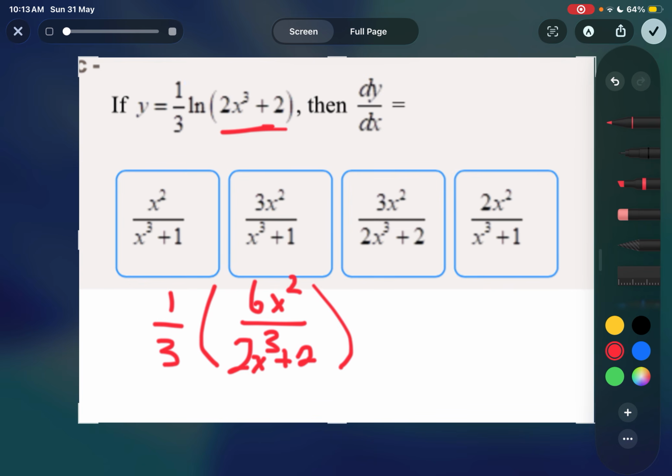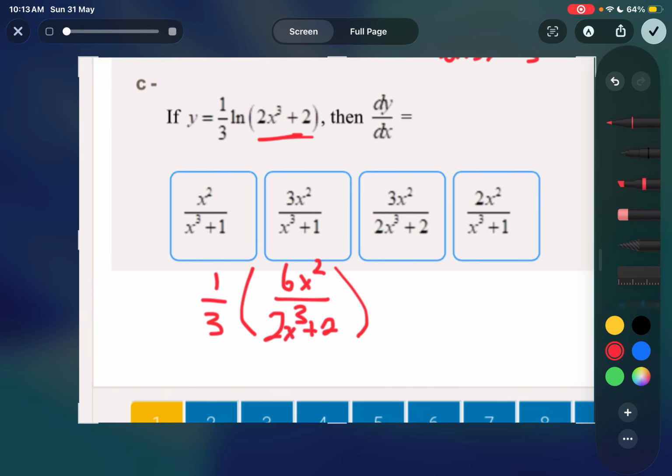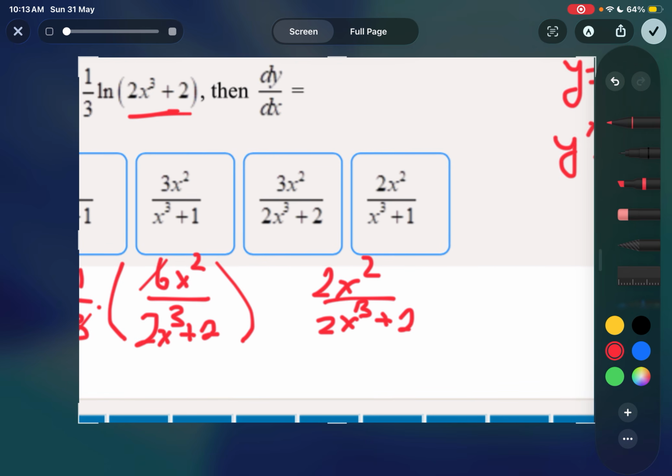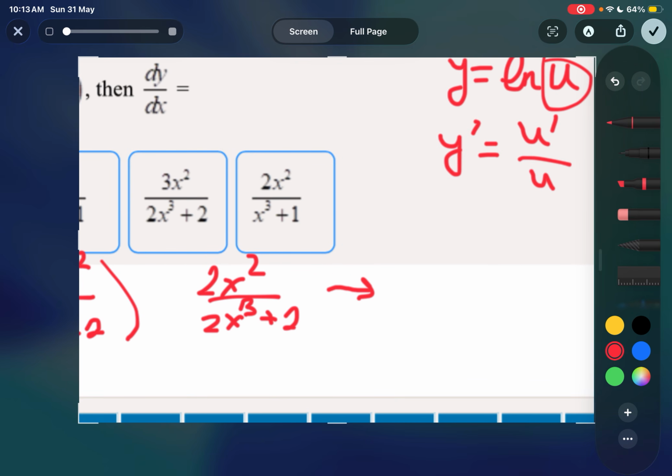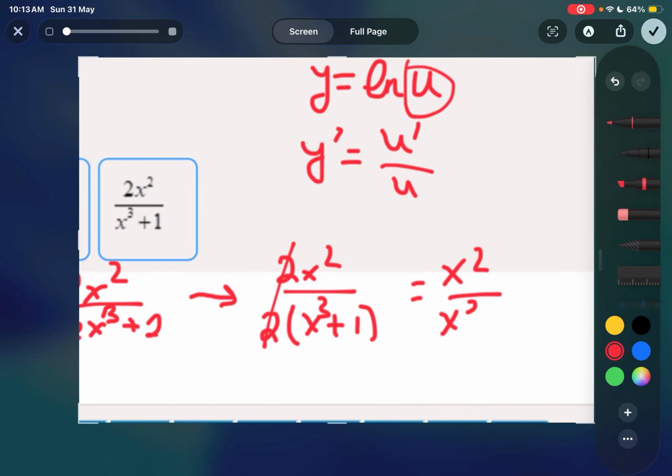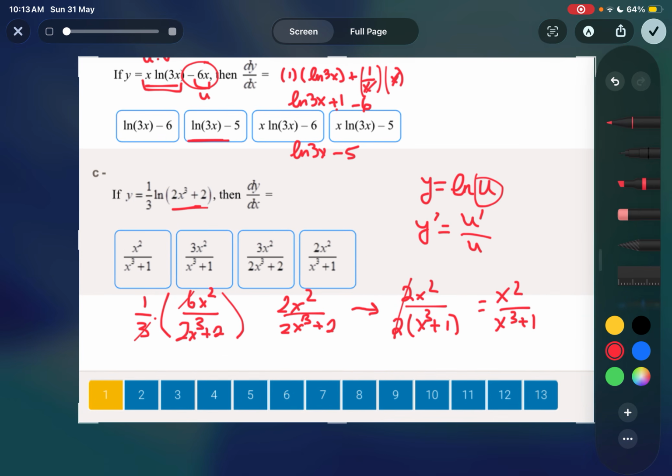And then here you start simplifying. Let's simplify the 6 and the 3. You can divide both by 3, so it will be 2 on top. So it will be now 2x squared over 2x cubed plus 2. In the denominator, you can take 2 as a common factor, so it will be x cubed plus 1. You can cancel out the 2 now. Now it will be x squared over x cubed plus 1. And that is your final answer, x squared over x cubed plus 1. And that's how to solve this question.